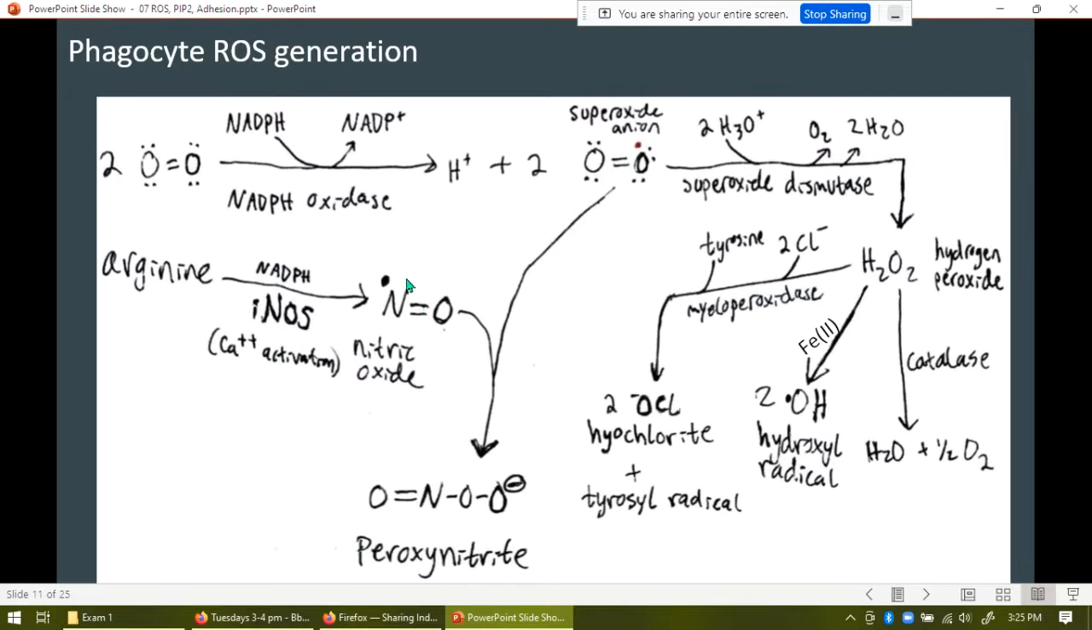Superoxide anion can combine with nitric oxide, which is formed by nitric oxide synthase. Nitric oxide by itself is toxic, but these two can combine and form another toxic compound called peroxynitrite, and that is toxic as well. It's just another free radical. All of these things in summation are going to kill the pathogen.